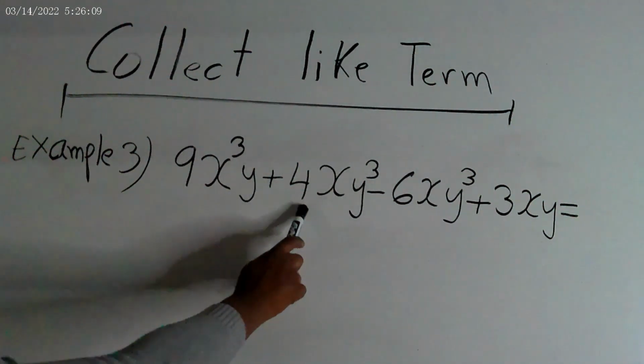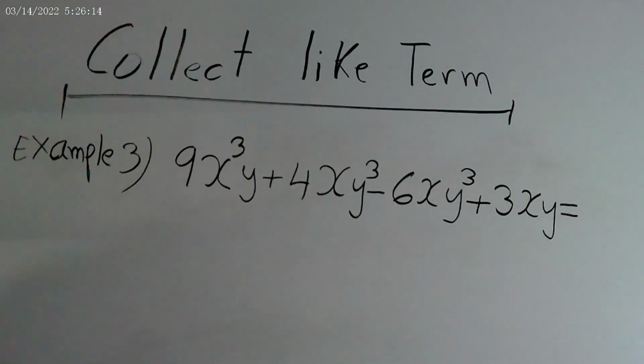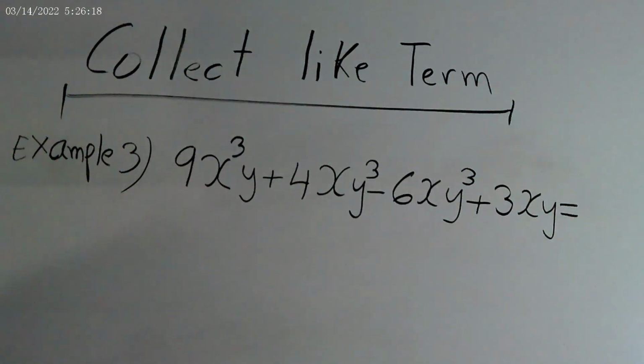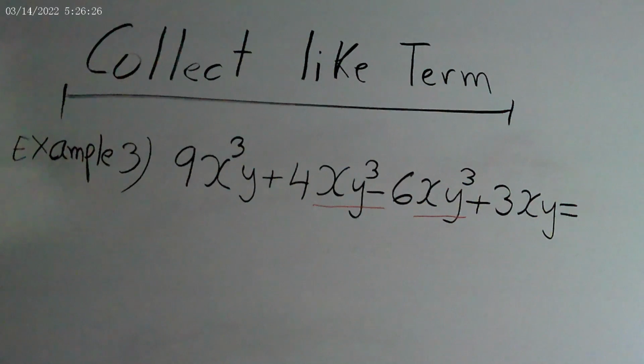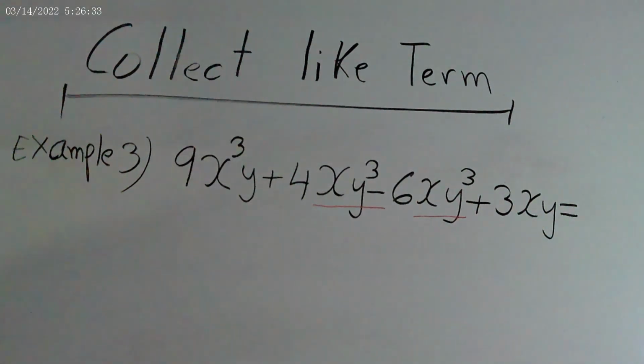And right here you have 4xy cubed. And then right here you have 6xy cubed. So those terms, they are the same. So you're going to collect them. And then you have 3xy, which is going to stay just like it is because there is no term the same as 3xy. Okay? So let's go.